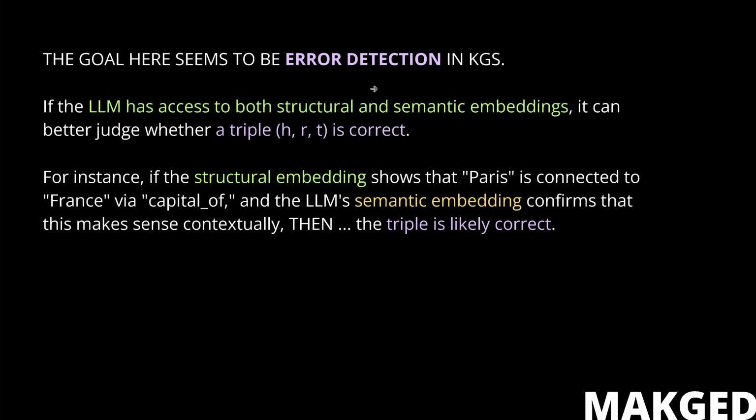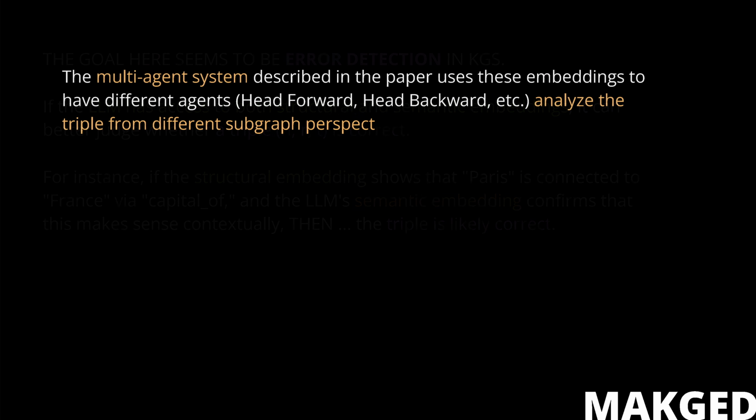But of course, remember that I told you the goal here is the error detection in our knowledge graphs. So if the LLM has now access to both the structural embeddings and the semantic embeddings, it can now simply better judge whether a triplet is correct or not. Let's think about this. If we have the structural embedding that shows that Paris is connected to France via the connection of capital of, this is the property, and the LLM semantic embedding confirms that this makes sense contextually, then there's a real high probability that this triple is likely correct. You see, we're again here in the verification of the data.